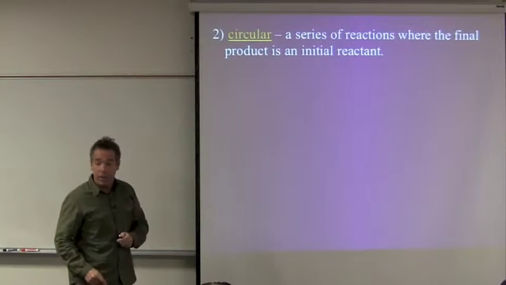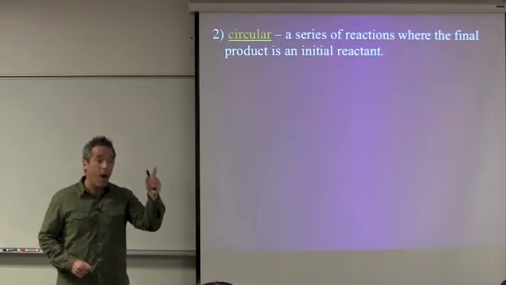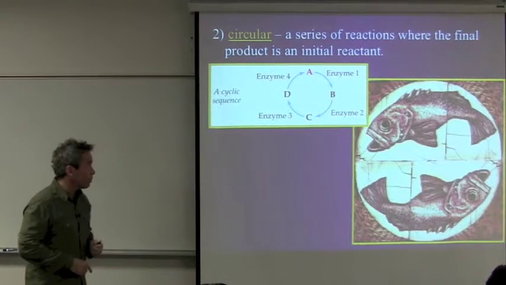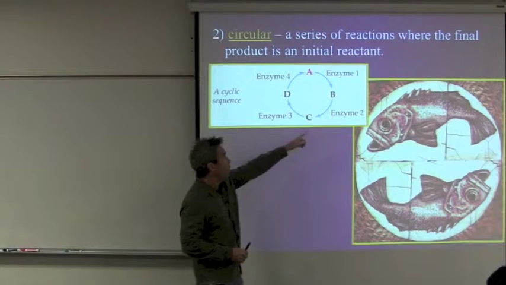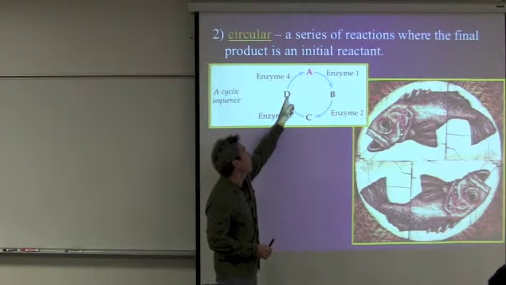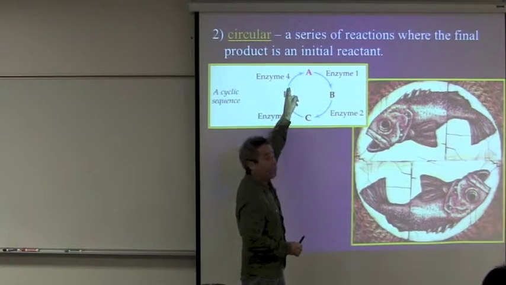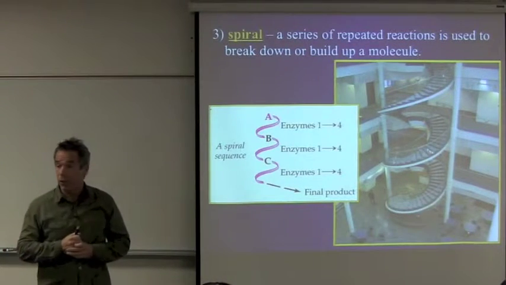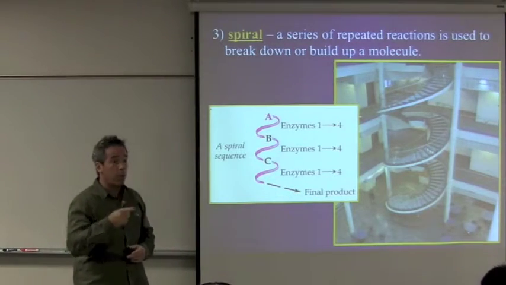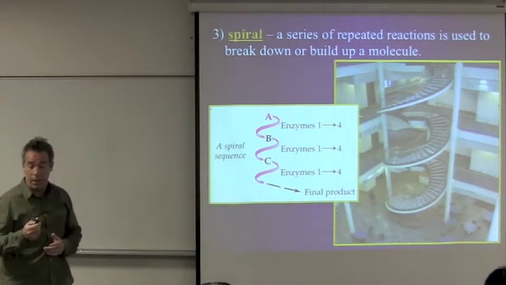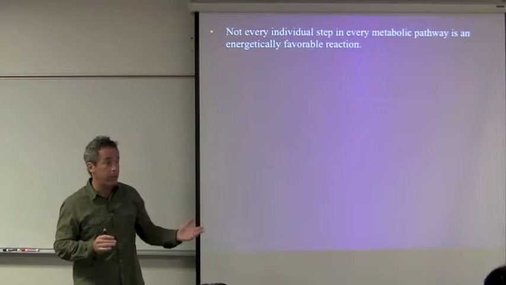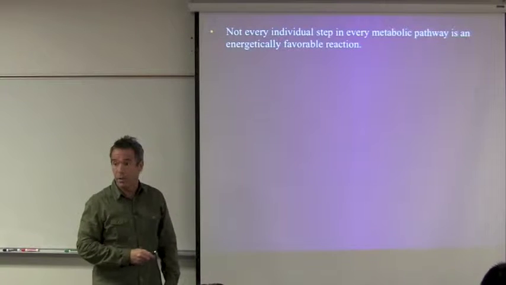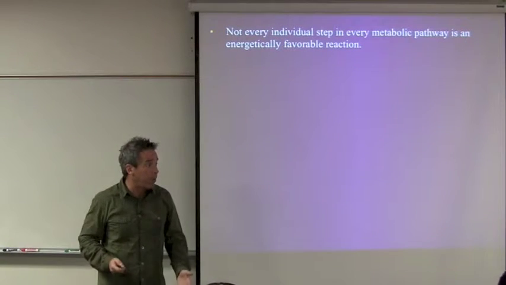Circular pathways. In a circular pathway, the final product is also the reactant for the first reaction. A gets converted to B, which gets converted to C, which gets converted to D, and D is one of the reactants in the first reaction. And finally, a spiral metabolic pathway, a series of reactions used to build up or break down molecules a small section at a time. For these reactions to occur, every reaction in that pathway has to be spontaneous. If it's not, then it doesn't happen.